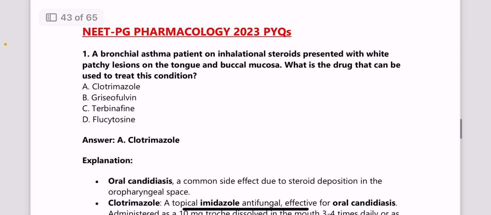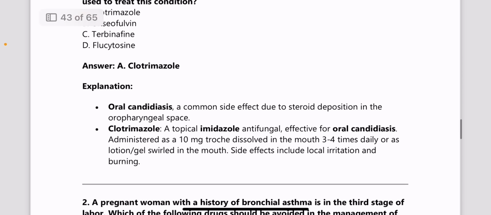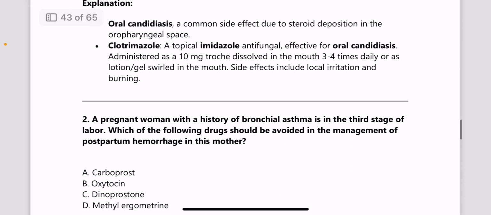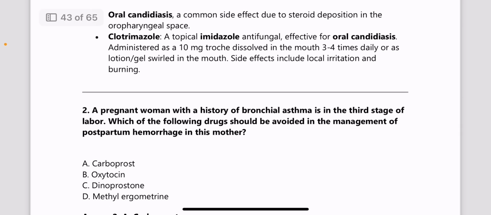Next, 2023 PYQs. A bronchial asthma patient on inhalational steroids presents with white patchy lesions on the tongue and buccal mucosa. What is the drug that can be used to treat this condition? Answer is clotrimazole. So, oral candidiasis, a common side effect due to steroid deposition in the oropharyngeal space. And clotrimazole is a topical imidazole antifungal effective for oral candidiasis.